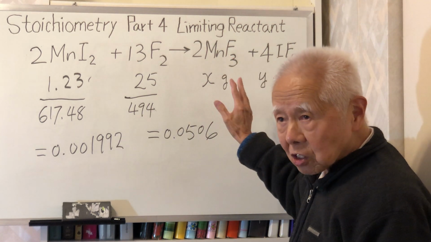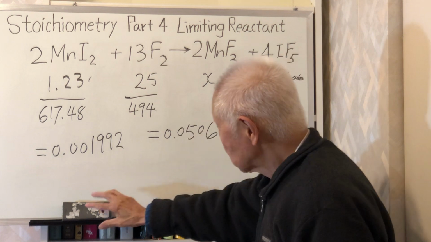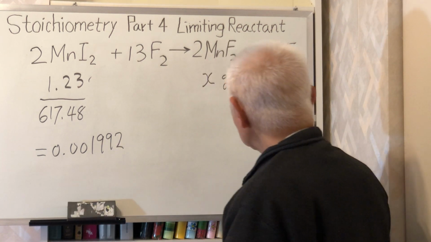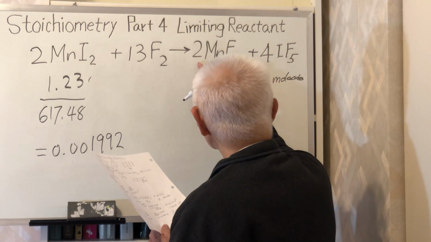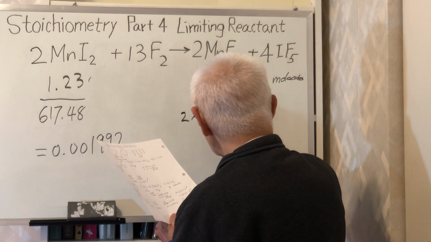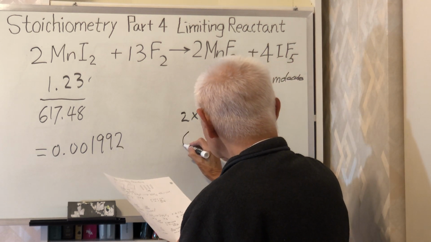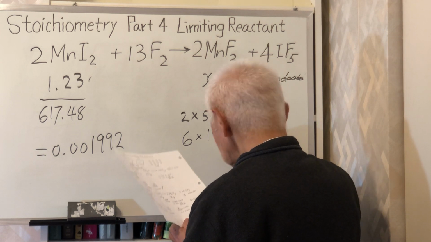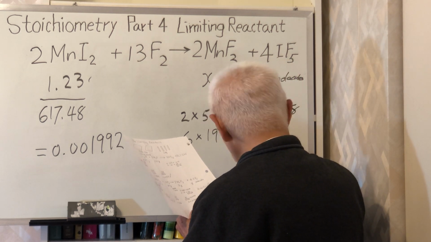The quantity of the products is determined by the limiting reactant. So this limits the quantity here, not this one. So I don't need this one anymore. It's this. Then I need manganese fluoride and 2 manganese. Manganese from the periodic table is this, and 2 times 3 is 6. Fluorine is 19. So I have, and this one is 114.